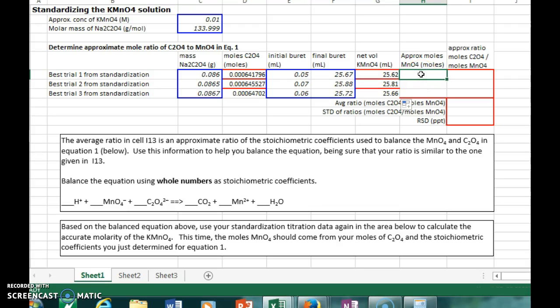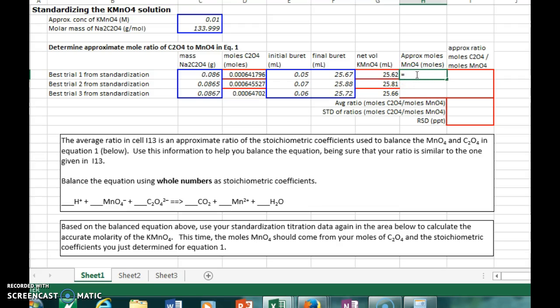Approximate moles of permanganate. Now at this point, we can't use the balanced equation to figure out moles of permanganate. We are using the fact that we think it has a molarity of about 0.01. So we're going to use the molarity of the potassium permanganate and the volume to figure out the moles. Molarity equals moles over volume, so moles will equal molarity times volume, but remember, this is moles per liter, this is in milliliters, so you have to change your milliliters to liters.